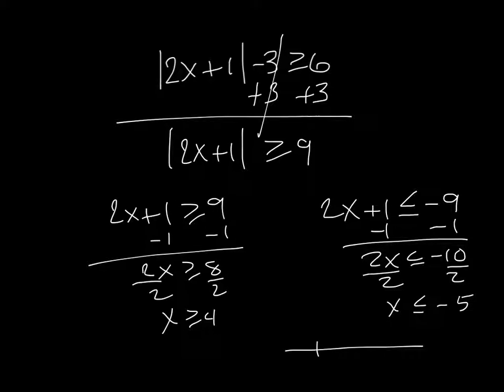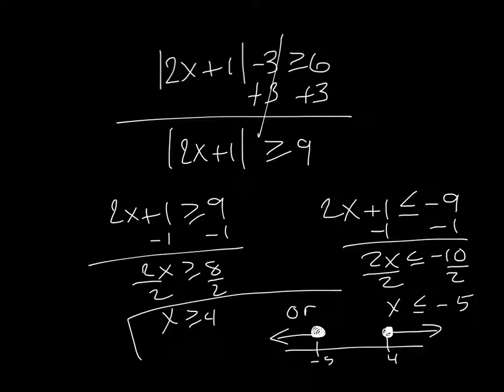Hopefully you have more room than I do, but we have negative 5 here at the bottom and a 4. X is greater than or equal to 4, so I'm going to close the circle, greater than goes to the right. X is less than or equal to negative 5. I'm going to close the circle and go to the left. And it looks like an or picture, so I'm going to say this is an or problem.